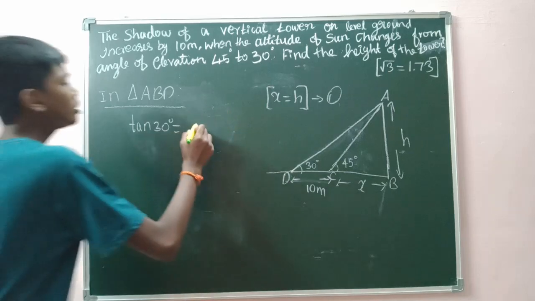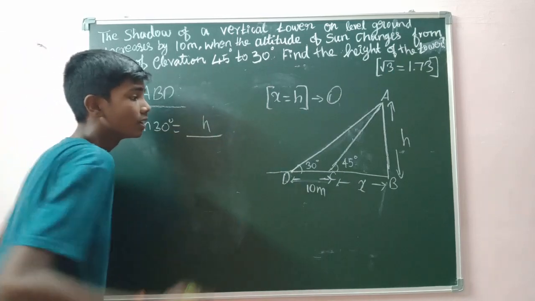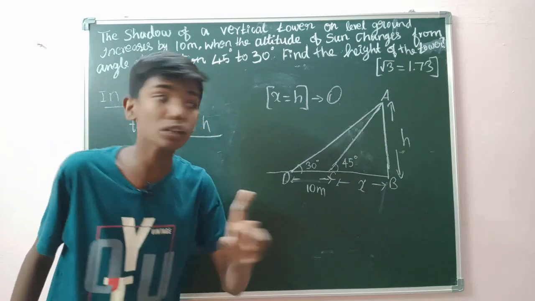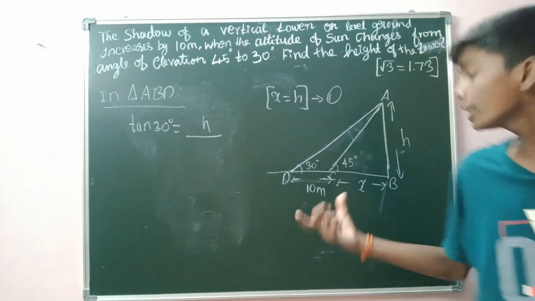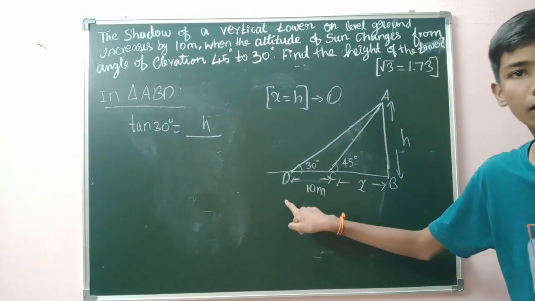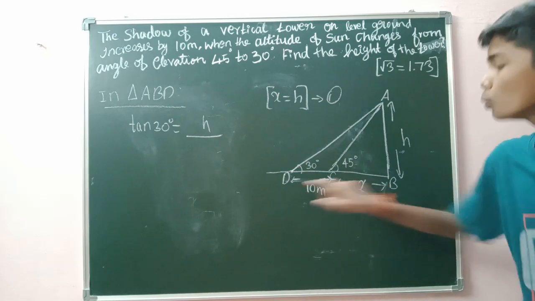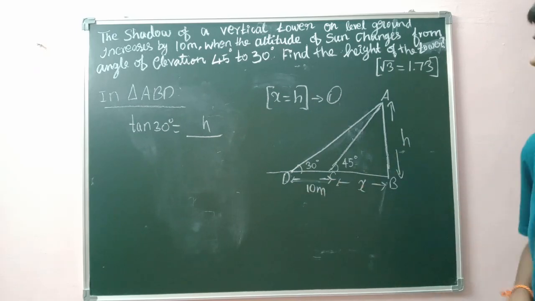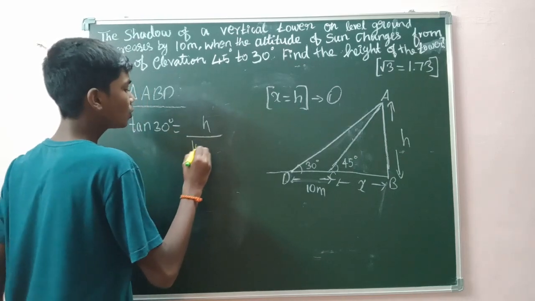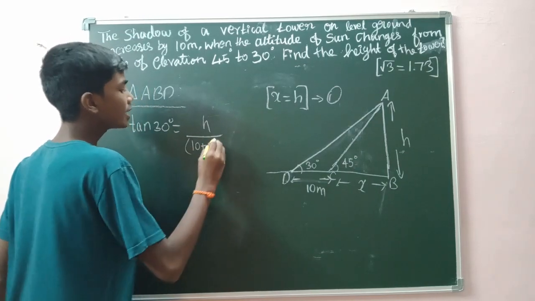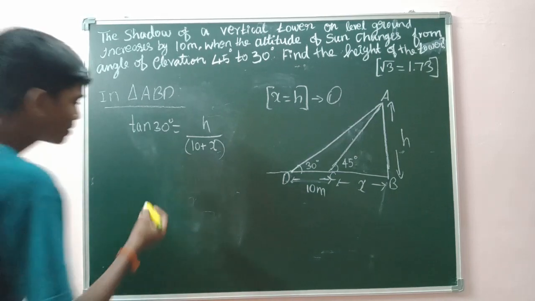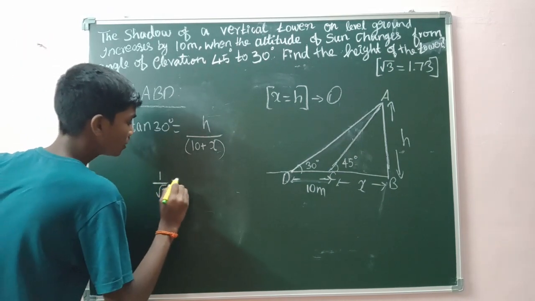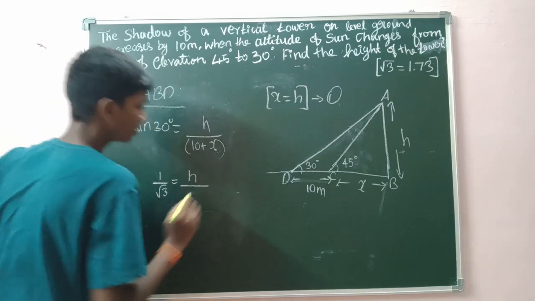So here also the opposite will be the height h. But the adjacent will not be x, and the adjacent also will not be 10 meters. Because I am talking about the bigger triangle, you need to include this whole side, that is BD. Therefore it will be h by 10 plus x. Correct or not? The total adjacent length is 10 plus x. So that is the main point here. Okay, and now you know tan of 30 degrees is 1 by root 3. So 1 by root 3 is equal to h by 10 plus x.